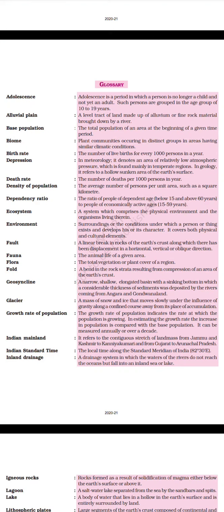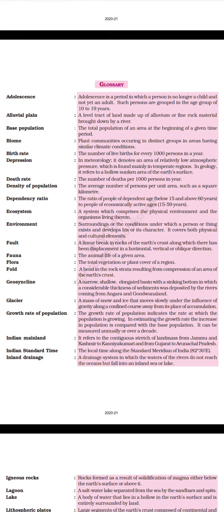Growth rate of population. The growth rate of population indicates the rate at which the population is growing. In estimating the growth rate, the increase in population is compared with the base population. It can be measured annually or over a decade. Indian mainland. It refers to the continuous stretch of landmass from Jammu and Kashmir to Kanyakumari and from Gujarat to Arunachal Pradesh. Indian Standard Time, the local time along the standard meridian of India, 82 degrees 30 minutes east.